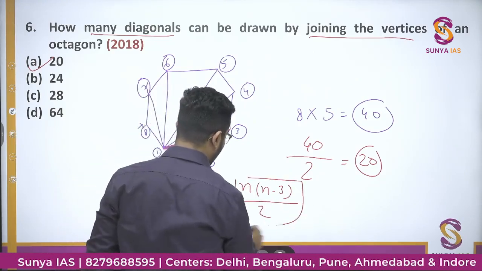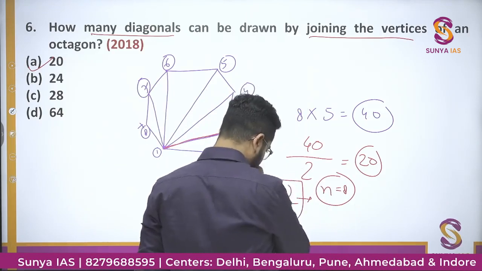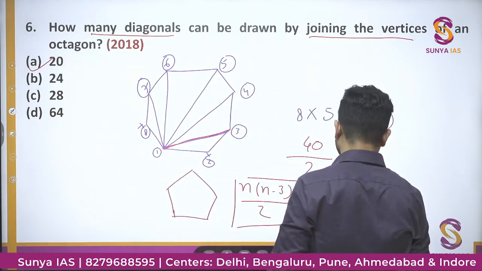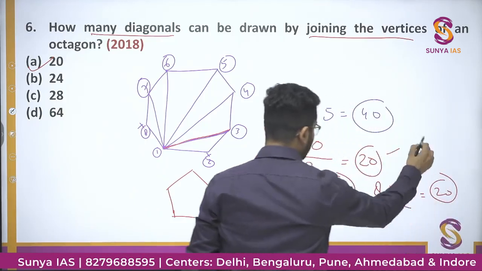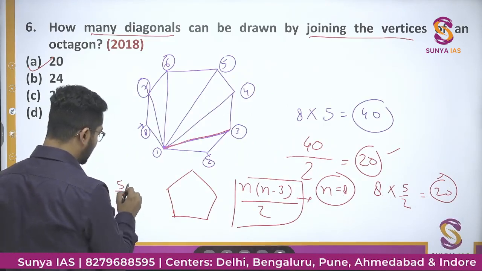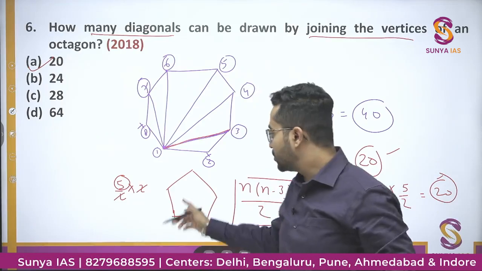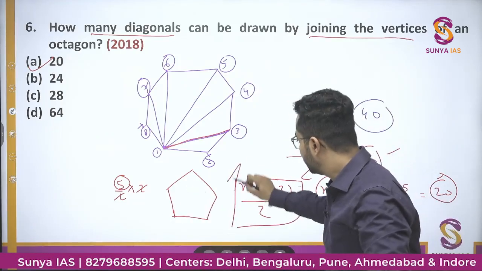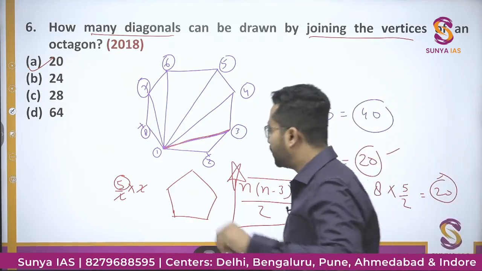If the polygon is an octagon, that means n is equal to 8. So if you put here 8 into (8 minus 3) by 2, that is 20. The same answer we are getting here. For a pentagon, n will be 5, 5 into (5 minus 3) by 2, that will be 5 such diagonals possible. So this is one formula which you can remember. If this kind of question comes, you can directly use this formula.